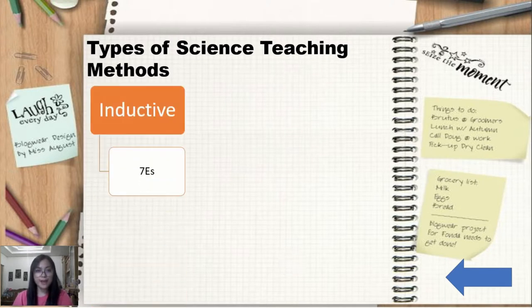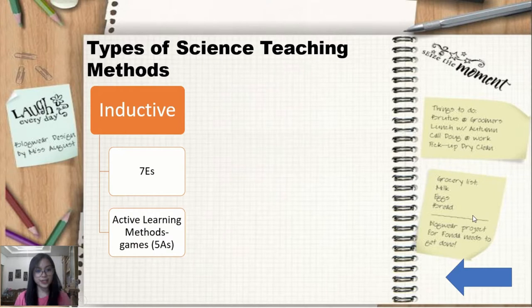So we have this inductive method, the 7 E's, which is divided into engage, elicit, explore, explain, elaborate, extend, and evaluate. Then also part of the inductive method, I also consider active learning methods in the form of games, or it could also be in the form of group discussion, brainstorming, or role play, which is under the method of 5 A's, which is further subdivided into awareness, activity, analysis, abstraction, as well as application.